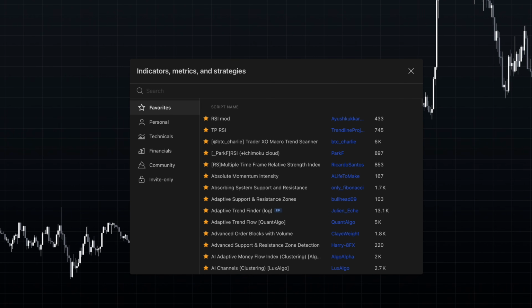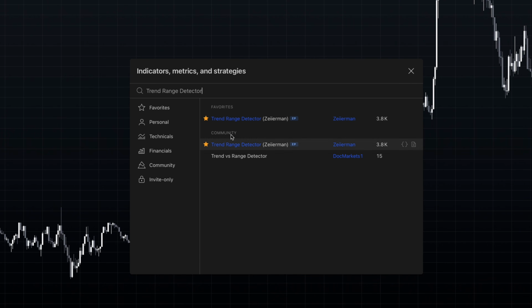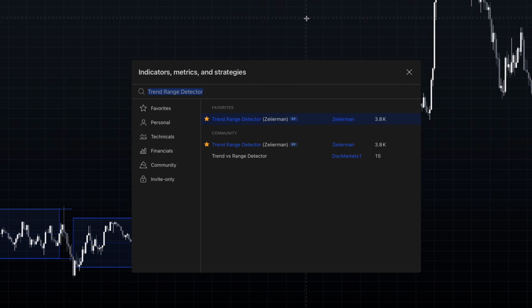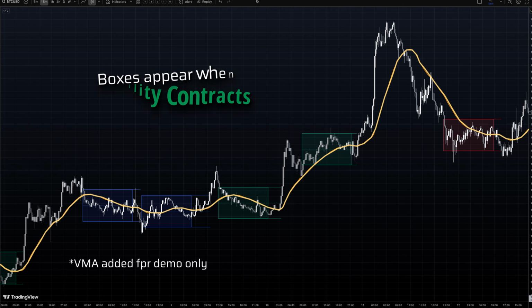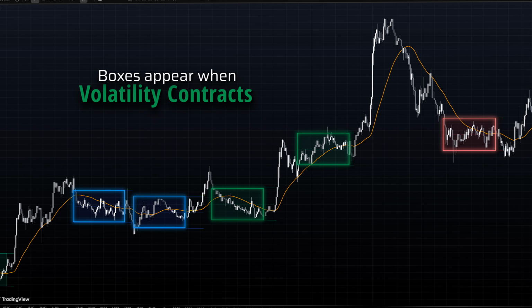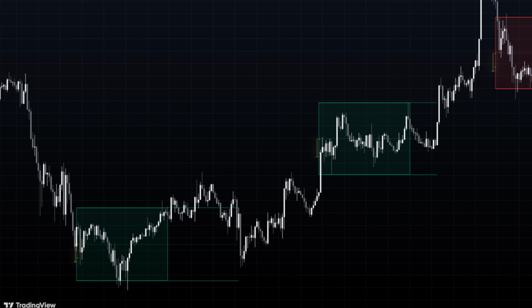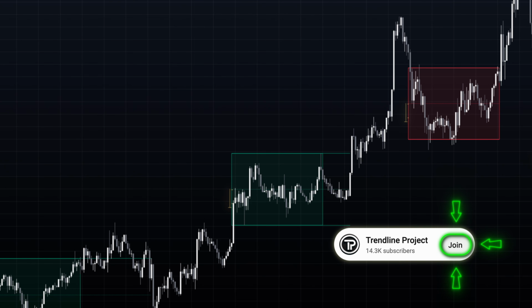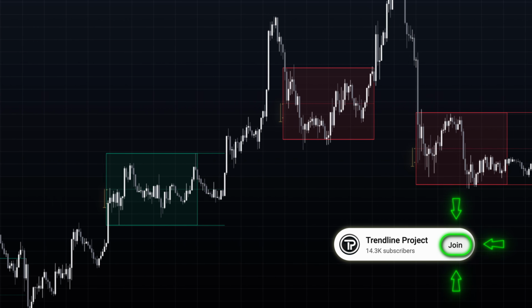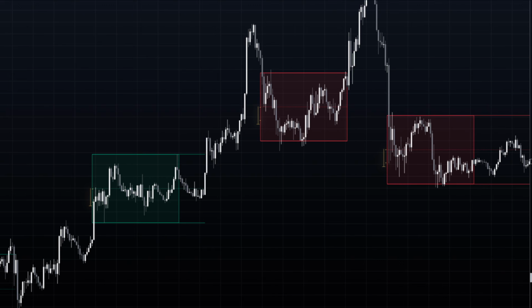Trend Range Detector. Created by Zierman, this indicator identifies consolidation periods by measuring price dispersion around a weighted moving average and visualizing ranges as dynamic boxes when volatility contracts below specified thresholds. The system uses a sophisticated weighting mechanism that emphasizes periods with greater price movement when calculating the central tendency.